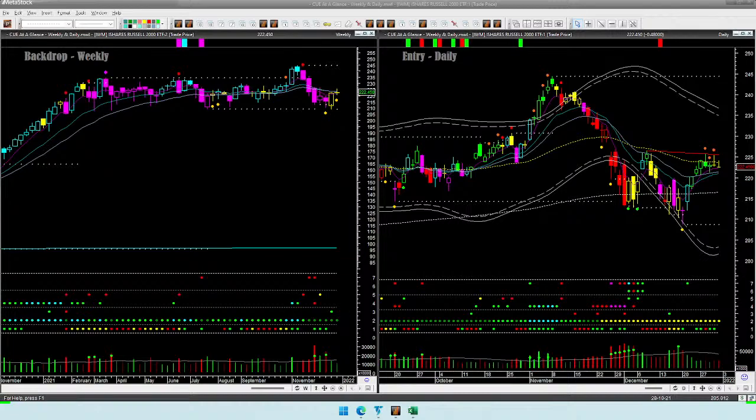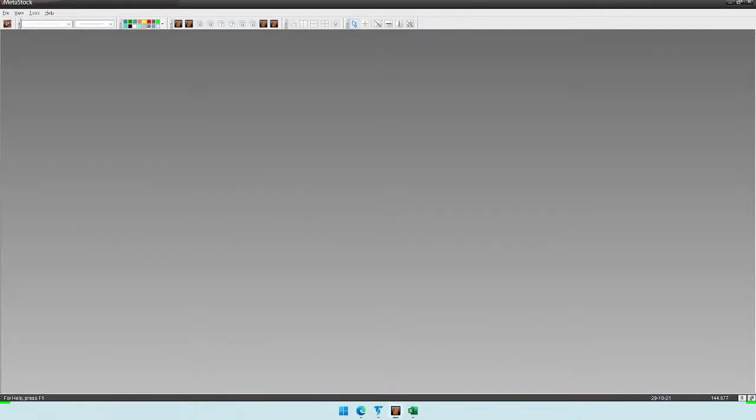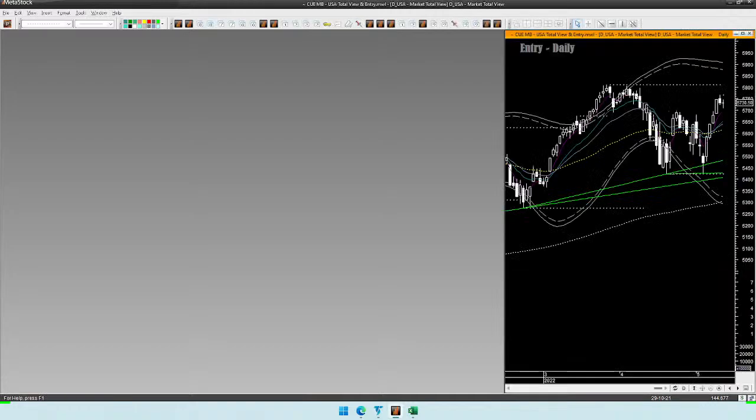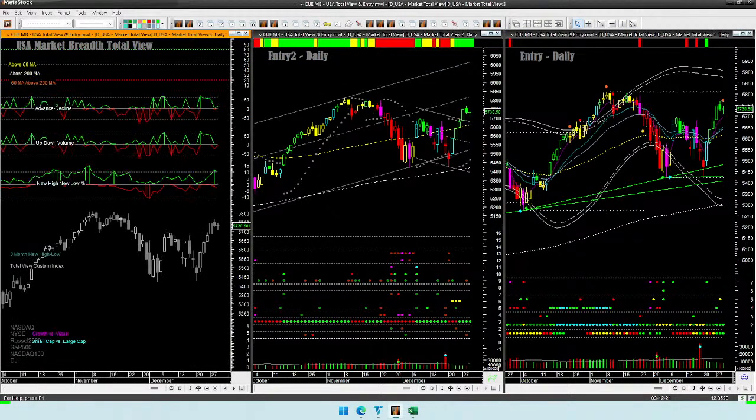I will still look for a confirmed Q trade setup before shorting stocks. I'll keep an eye on that. Now, if that is the conclusion from market ETFs, what extra insight can we gather from the market breadth total view?